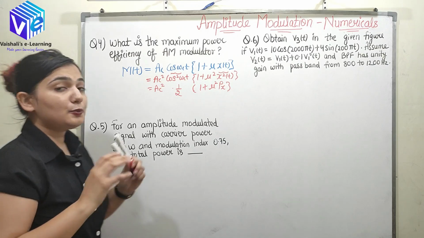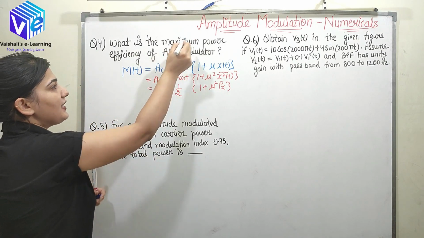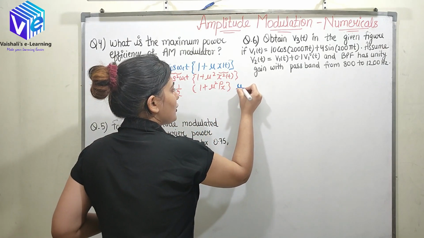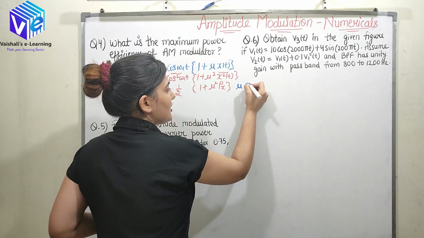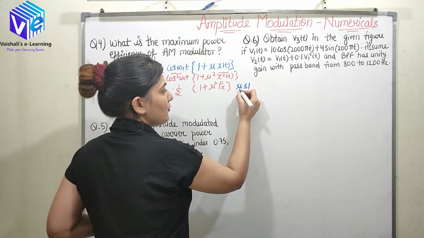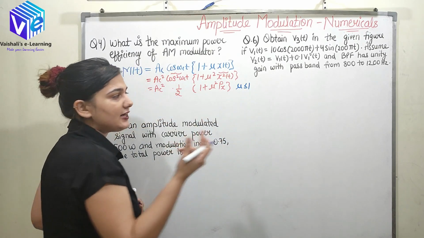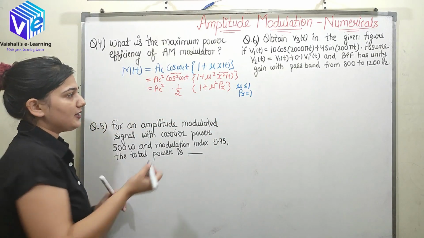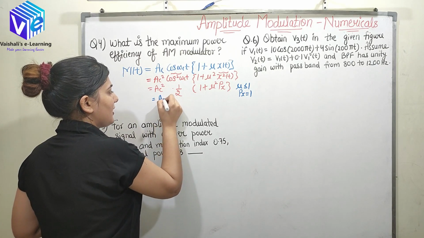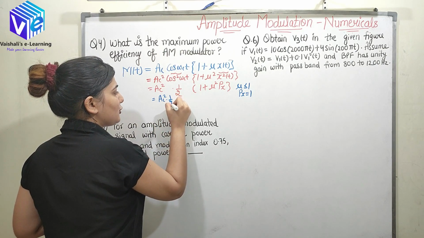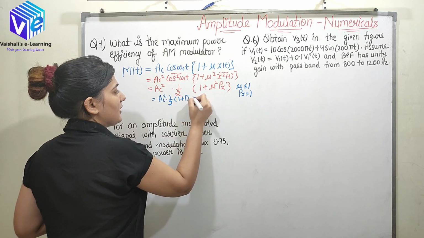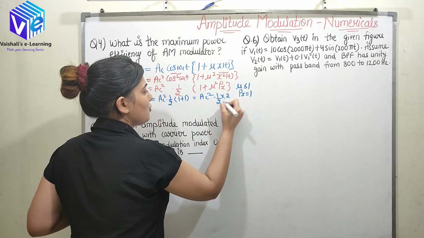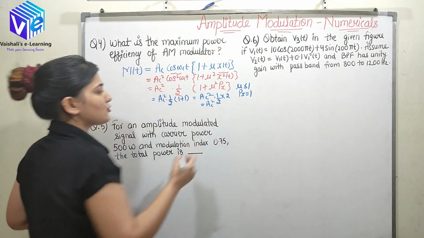So now it will be maximum. I need to find out the maximum power. So at the maximum power, the modulation index is always less than or equal to 1. So I am taking the modulation index to be 1 and the power also to be 1. So let's replace in this equation. So here I'll be having Ac² into 1/2 into (1 plus 1), which is Ac² into 1/2 into 2, which is equal to Ac².